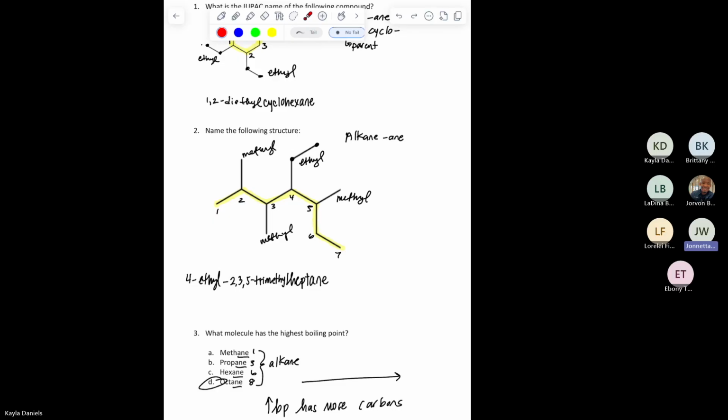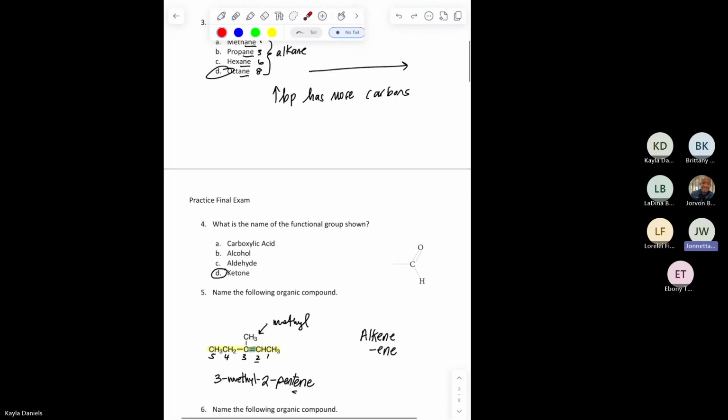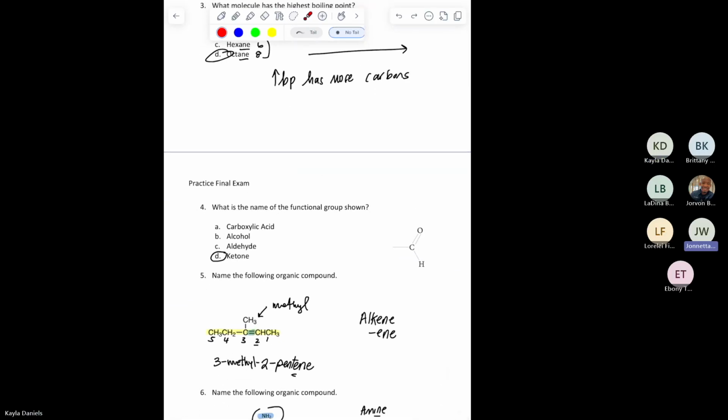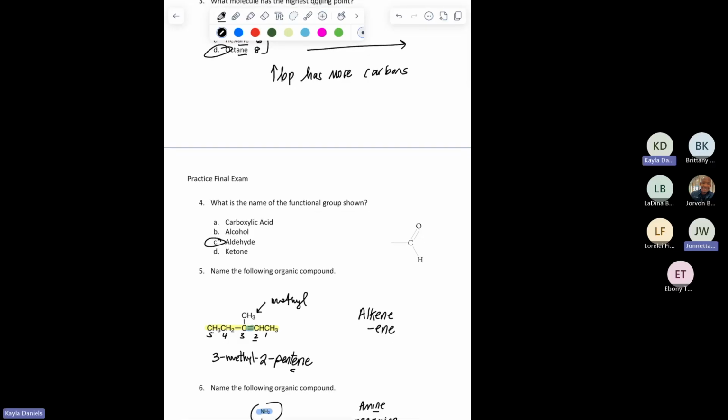Okay, I'm done with 1 through 3. There's 4. Wait, I did this wrong. This isn't a ketone. This is an aldehyde. Good thing you asked. I'm glad I asked for us to go backwards. A ketone would have been C double bonded to an O in the middle of the chain, so there would be carbons flanking that middle carbon.